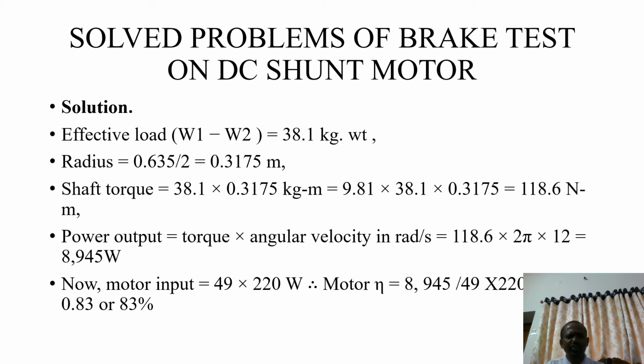Now you calculate the input power, VI: 220 into 49 amps. Therefore, efficiency is equal to output power by input power into 100, which is equal to 0.83 or 83% efficiency. The efficiency of the motor is 83%. So this is the calculation of the problem when we are conducting the brake test. These are the values taken from conducting the experiment.